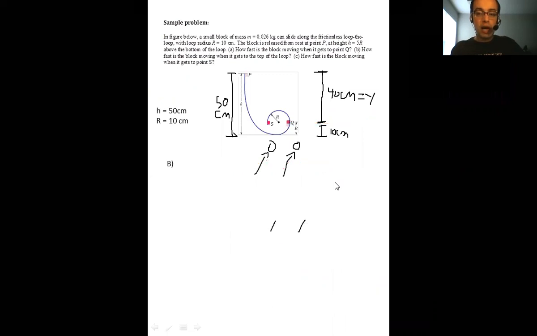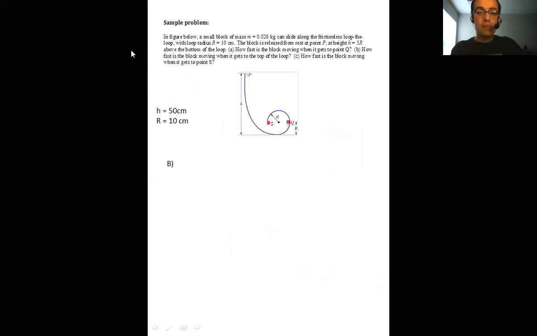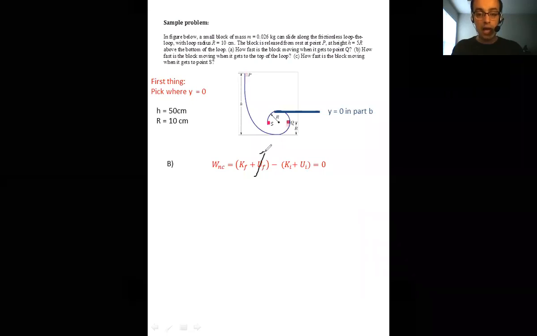Let's take a look at the other case that we've been asked to look at, which is in Part B. We are concerned with the speed of the block at the top of the loop. So the first thing we do is pick a convenient place for y to equal 0. And in this case, that's the very top of the loop. Because once again, that lets us play a handy trick. We can say that the final potential energy is equal to 0, because that's how we've defined our y-coordinate. We've basically defined this point as having 0 potential energy. We know that K i, once again, is equal to 0. All right.